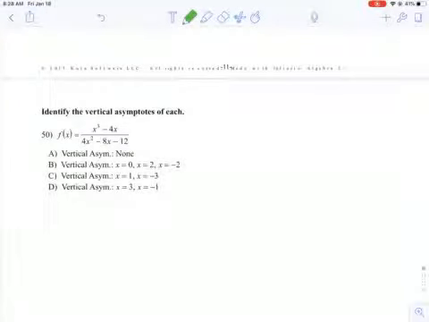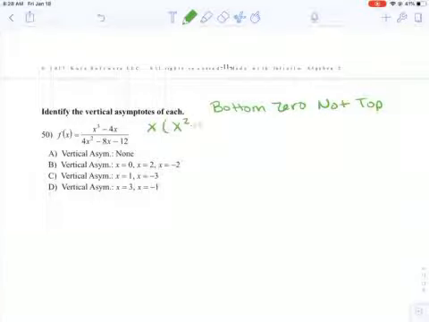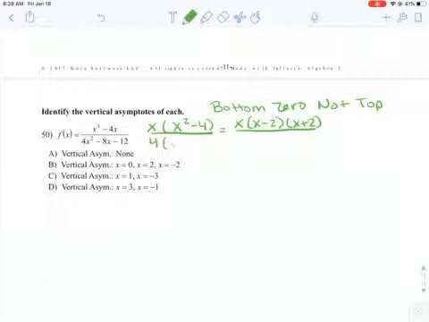Vertical asymptotes happen when things make the bottom 0 but not the top. So we're going to look here and we have x times x squared minus 4. And that is going to be x times x minus 2, x plus 2. So we factor everything out all the way. So that's the top. And then the bottom we take a 4 out and we get x squared minus 2x minus 3. And then that is x minus 3, x plus 1.